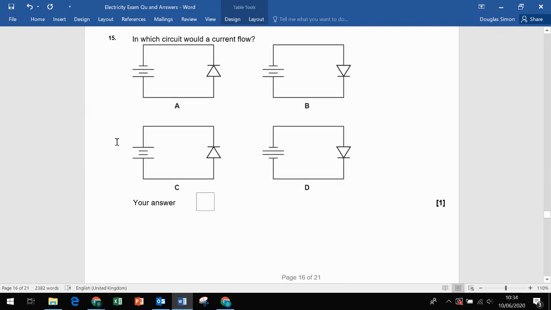15, in which circuit would a current flow? So this symbol here is a diode. Diodes only allow electricity to go in one direction. They only allow it to go the way the arrow is pointing, so up in this case. Electricity always flows from positive to negative. So which is the positive side of the battery? It's the long one here. So electricity is flowing this way. And it can go around the arrow. So it's A. They've been nice to us here.